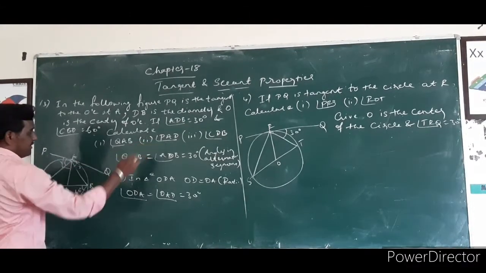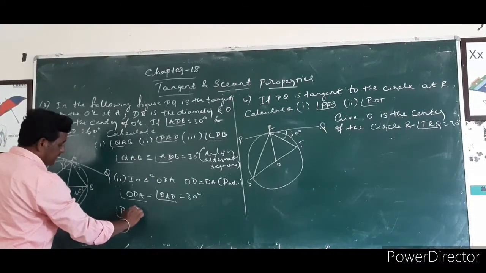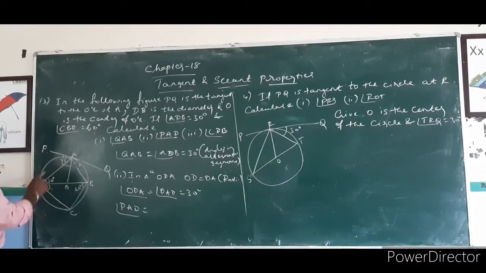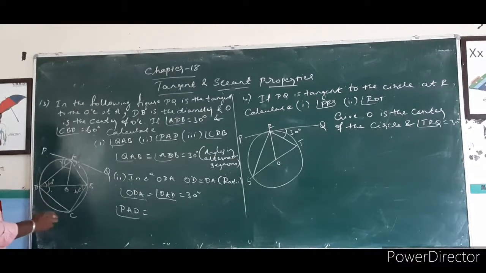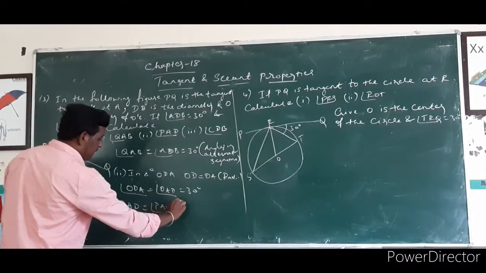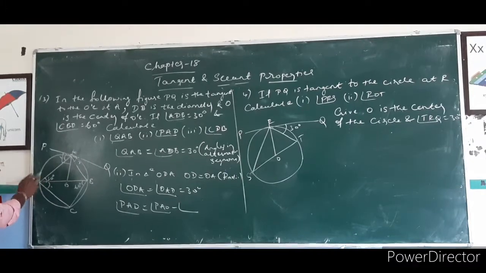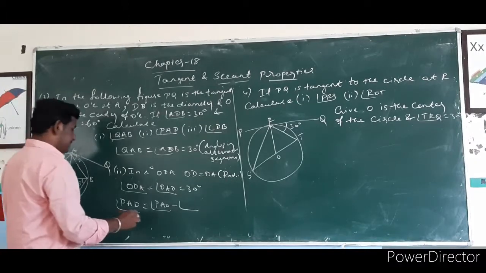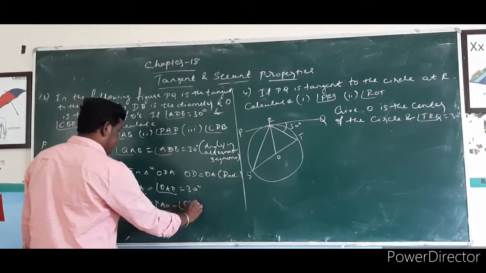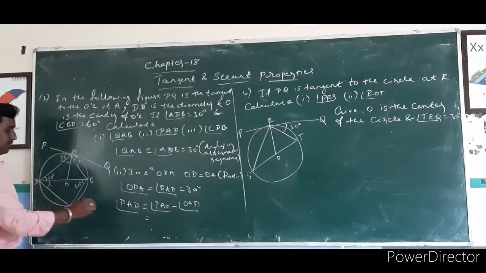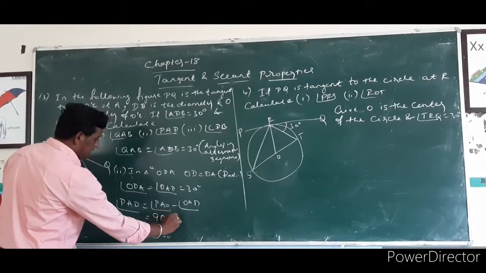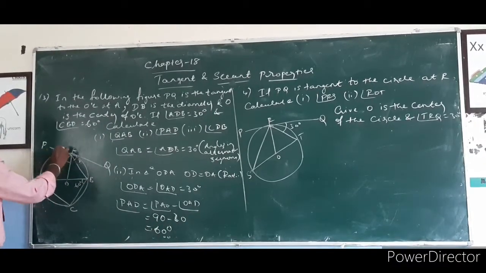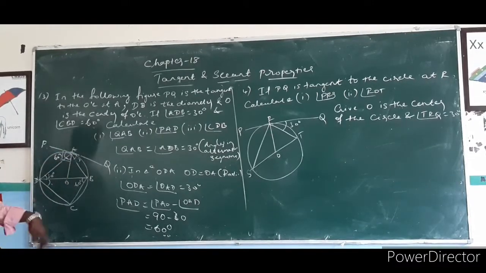Here what should we find out for the second one? PAD. PAD is equal to, we have to subtract, PAO minus OAD. If you subtract this 30 degree from this 90 degree angle, you will get PAD. So that is OAD. PAO is how much? 90 minus 30, that is 60 degree. How much is this? PAD is 60 degree. In 90, this 30 will go, means 60 degree.